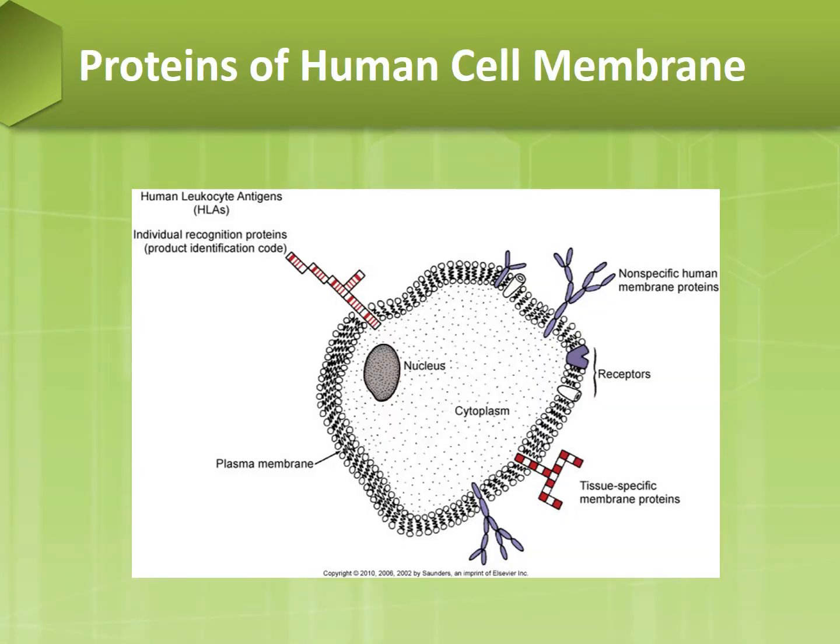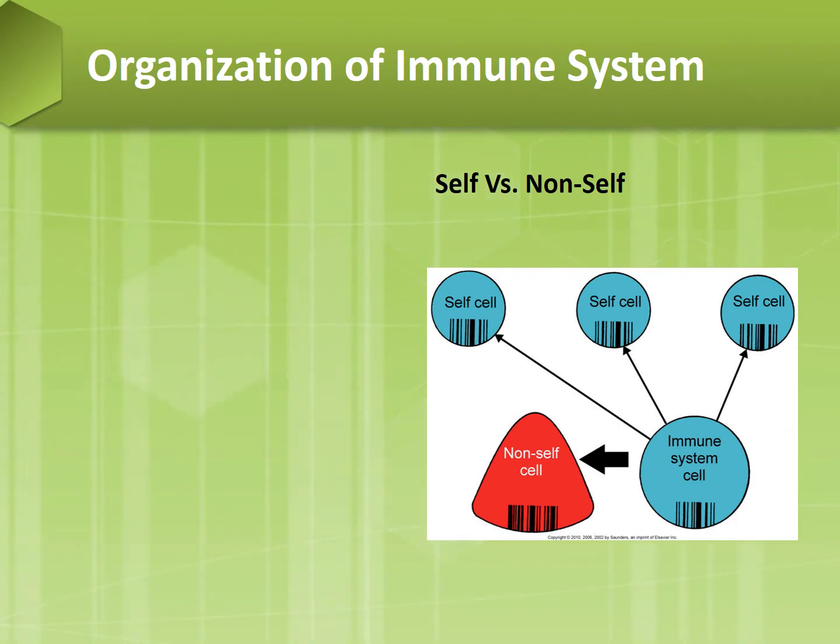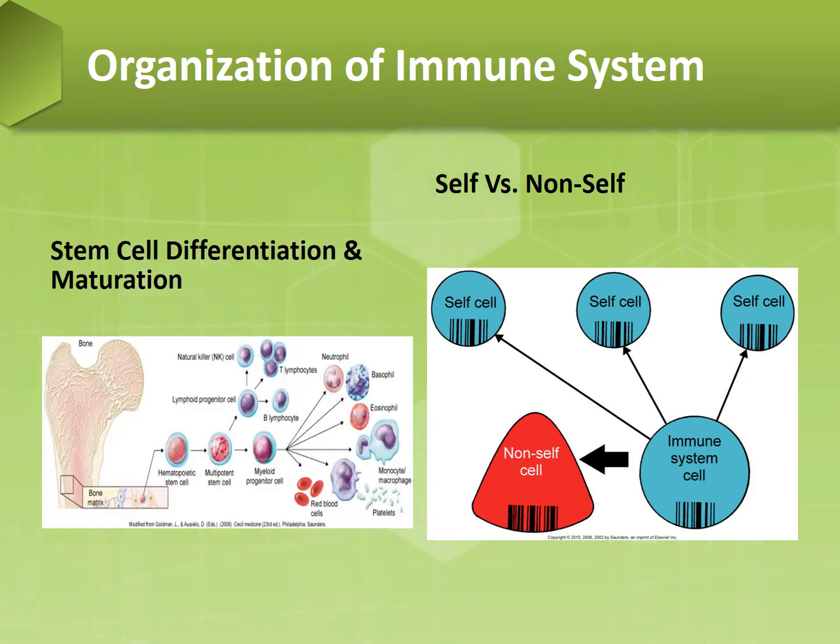This is just a quick review of the proteins on a human cell plasma membrane, and it consists of nonspecific human membrane proteins, tissue-specific membrane proteins, and individual recognition proteins. Okay, first the immune system will determine cells to either be self or non-self cells. The stem cell differentiation and maturation process initiates in the bone marrow as it progresses through the stages and differentiates the type of cell it becomes.